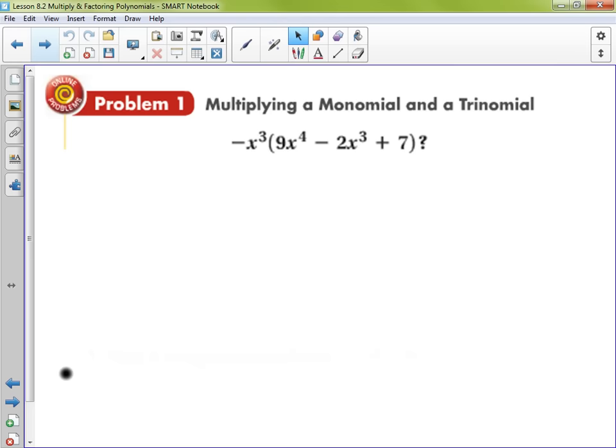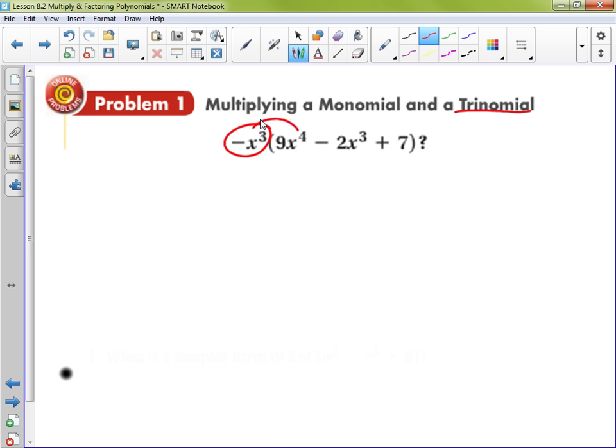Okay, here we go. When you multiply a monomial, remember a monomial is just a single term, by a polynomial, in this case a trinomial, remember that's 3 terms, it's just like any other multiplication, you're just going to distribute. So really what you're doing is just distributing, taking what you've learned about the distributive property and what you learned in chapter 7 about exponents and combining the two skills. So I'm going to write it out.